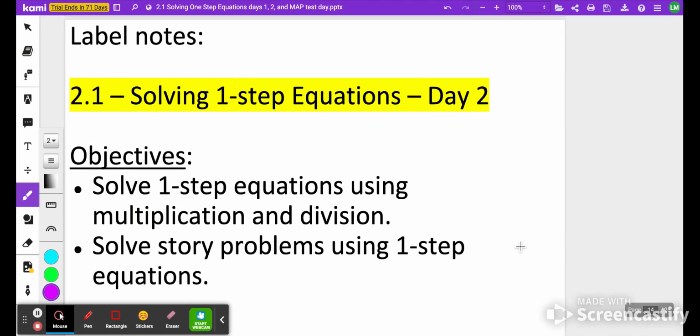Today we're going to be looking at Lesson 2.1, Day 2, still solving one-step equations, but now we're going to focus on how to solve them using multiplication and division. And we'll even get to maybe one story problem at the very end.